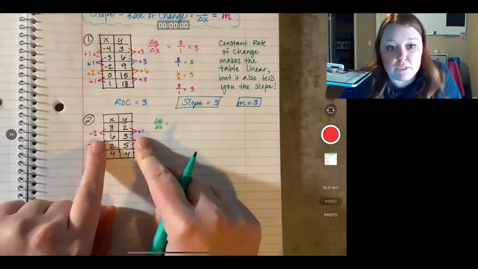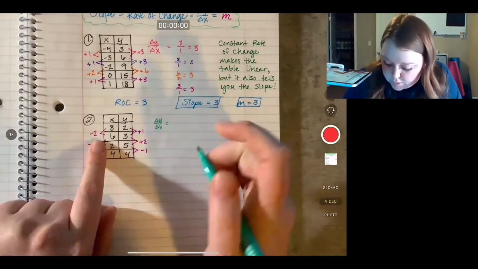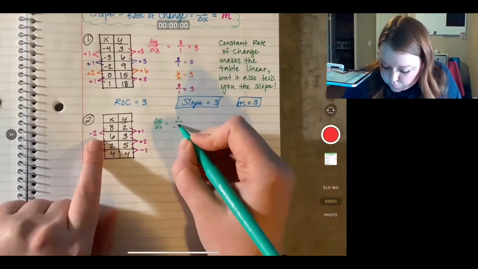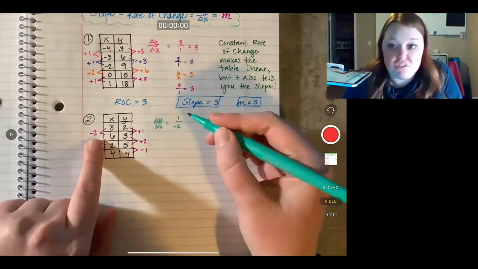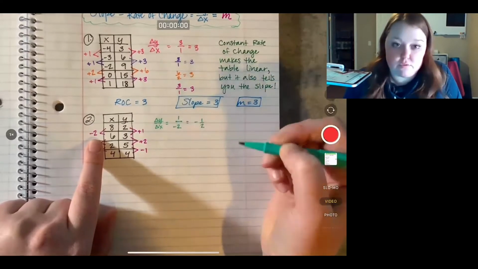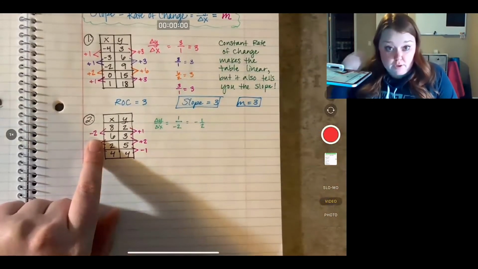So we start with the first one. Your first change in y was +1. Your first change in x was -2. So that's just a fraction. That's -1/2. If you want to stick the negative out front, you could. So that equals -1/2.